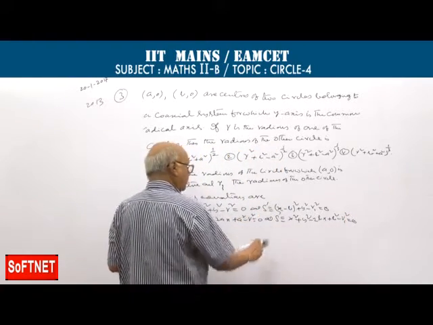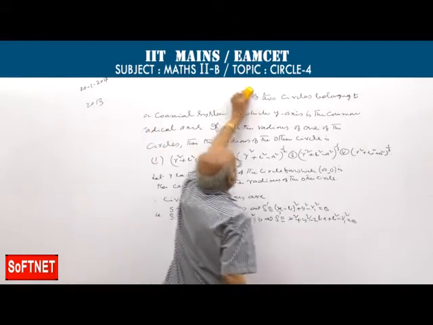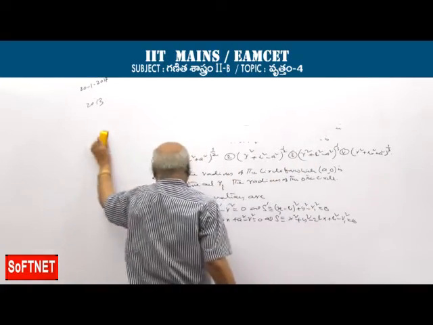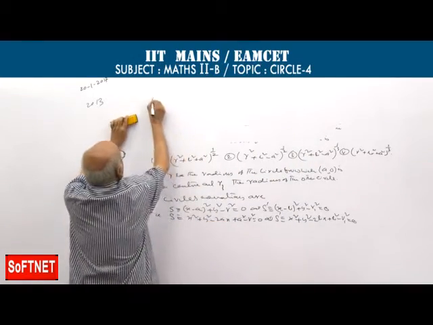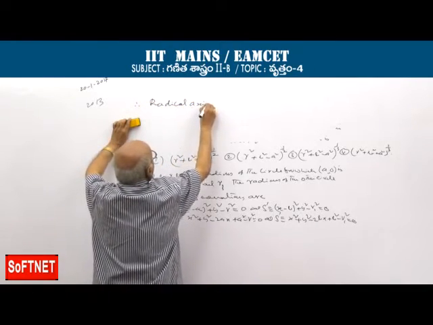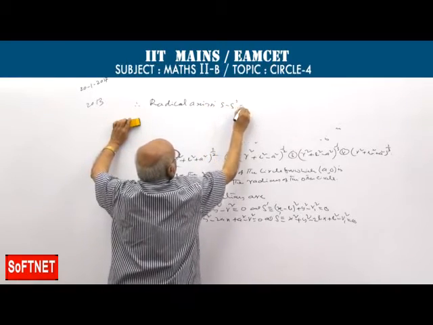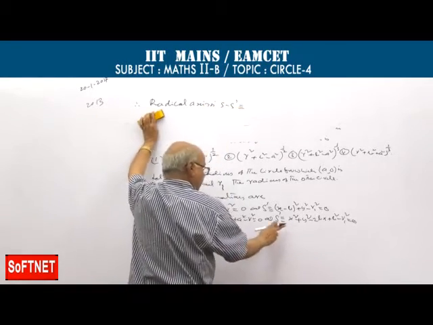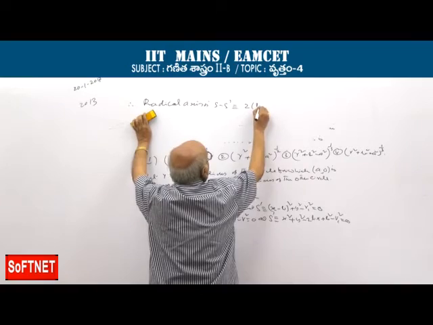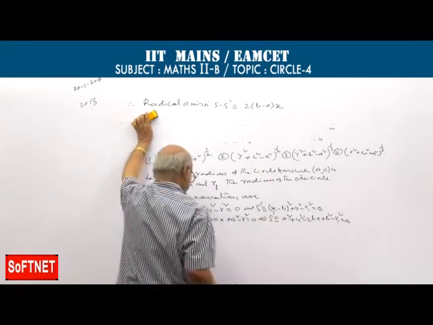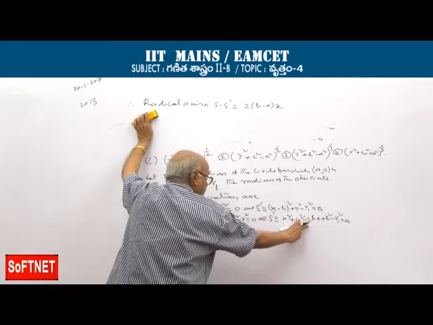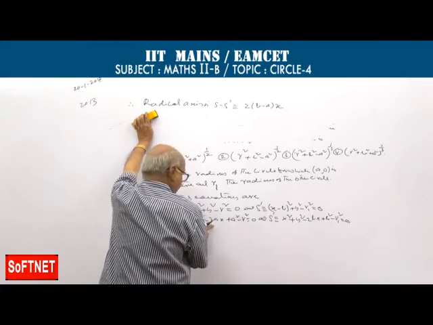Minus r square s dash is equal to minus r1 square is equal to 0. Now, the radical axis is s minus s dash. So radical axis, s minus s dash, is equal to 2 into b minus a into x. S minus s dash, this will become minus, so 2b minus 2a into x.